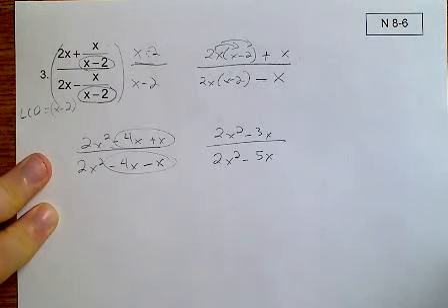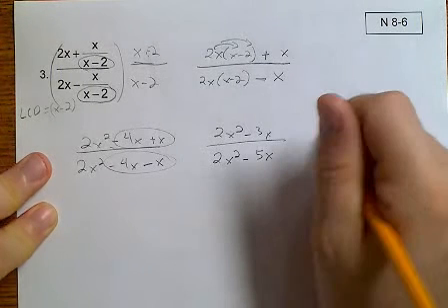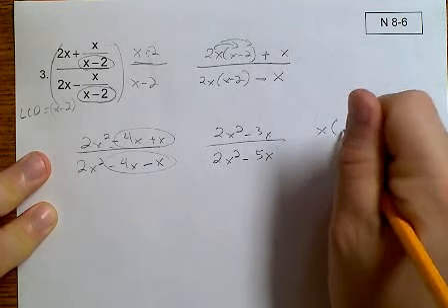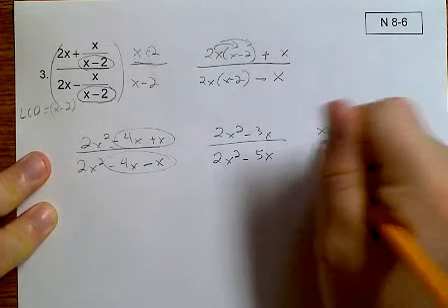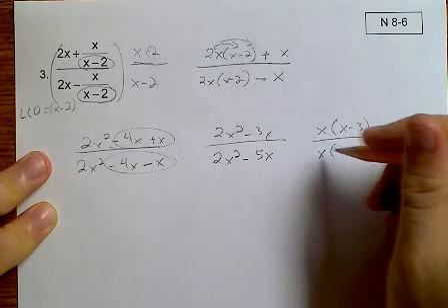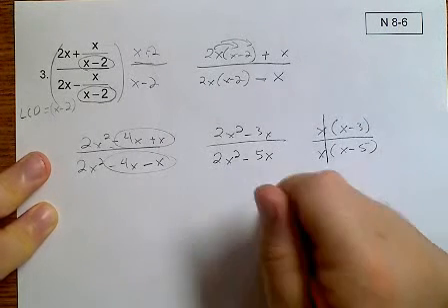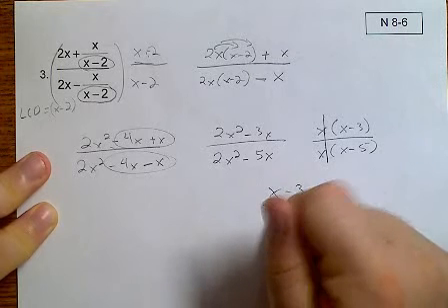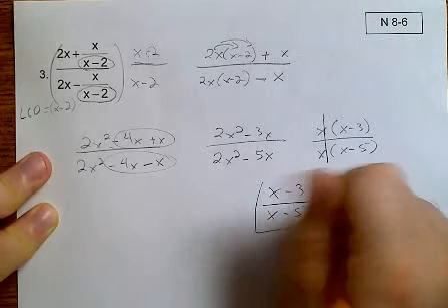And I factor, and I can pull an x out of both of those, so I get x times x minus 3 over x times x minus 5. The two x's get rid of, leaving us with just x minus 3 over x minus 5.